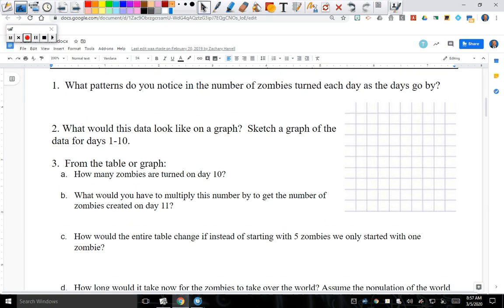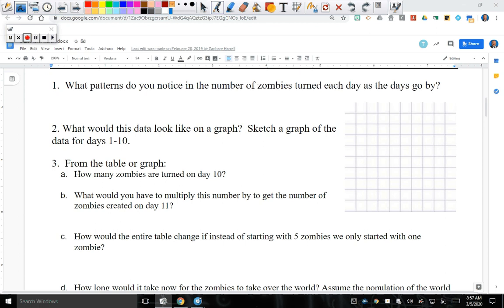So what patterns do you notice in the number of zombies turned each day as the days go by? What happened, guys? What were the patterns? Some of you already see it, but I want to go through this very meticulously to ensure that everyone's getting it to the level they need to. But don't overthink these. If you understand it, just go ahead and let me know. What patterns do you notice in the number of zombies turned each day? What would you say?